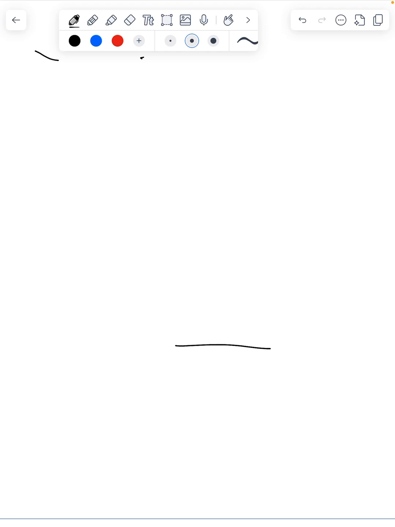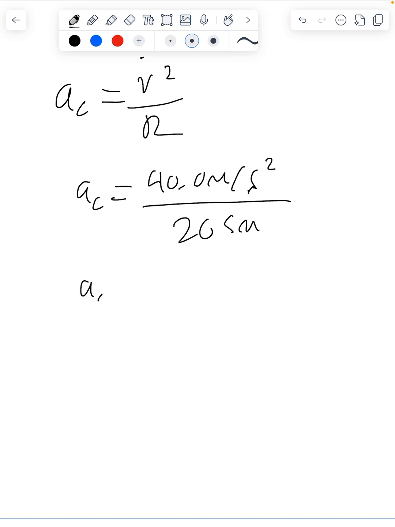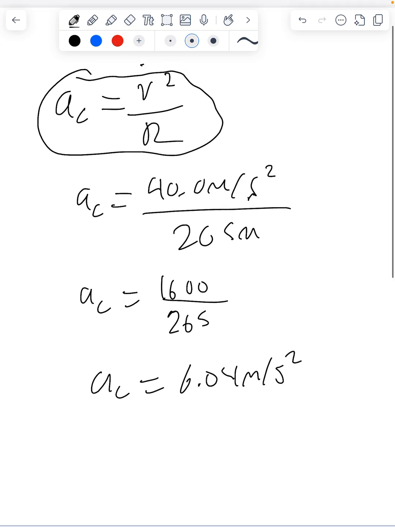Okay. We know the equation because we were given it earlier. So that would be this, and then we're going to plug in what we have already. Should be 40 squared over 265 meters. So with that, we find that this is 1600 over 265. Then we calculate that: 6.04 meters per second squared is your answer. We're just using the equation for centripetal acceleration here on part C.